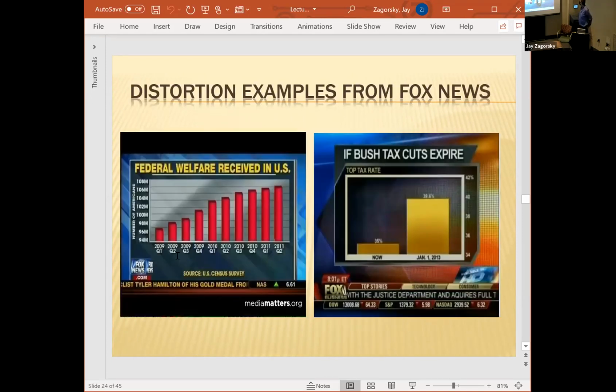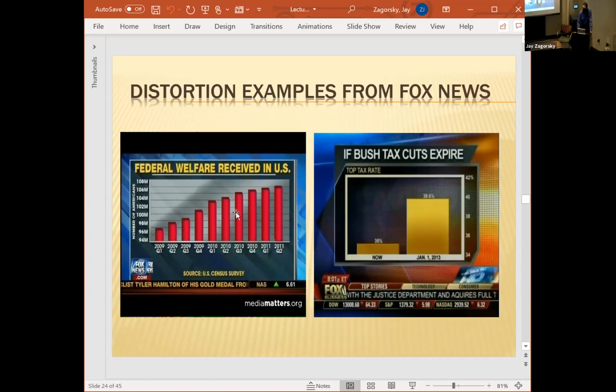Here's some distortions from Fox News. It shows federal welfare received in the United States on the left-hand side. If you look at the graph, it is going up at a tremendous rate. But if you look really carefully, they basically dropped the axis up to 0, and these are relatively small increments. Welfare has only gone up, I don't remember the exact numbers, but only about 4 or 5% over time.